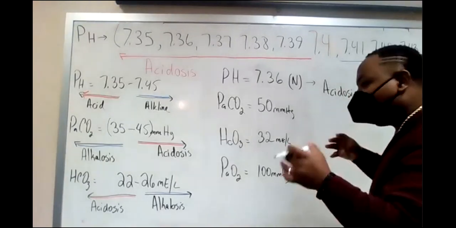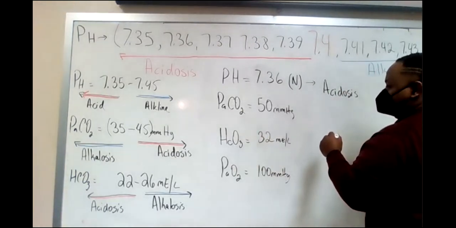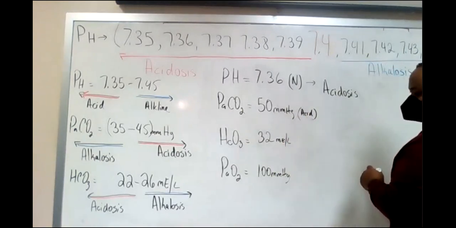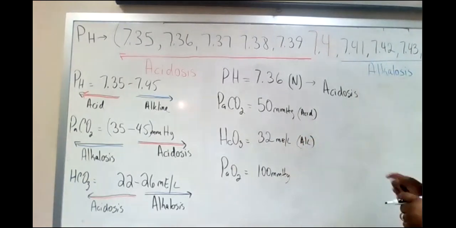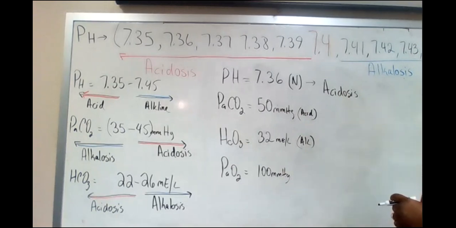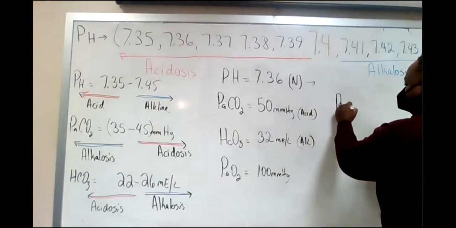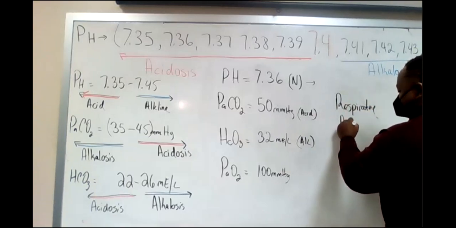So let's find out who was causing that problem. So what is CO2 doing? Acidosis. Acid. And what's bicarb doing? Alkalosis. Alkaline. So who's causing the problem? The acidosis, the CO2. The CO2 is causing the problem, right? So we are in a respiratory acidosis.